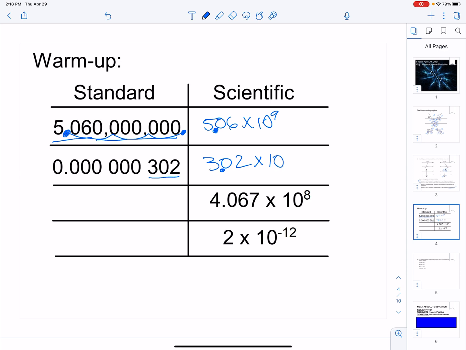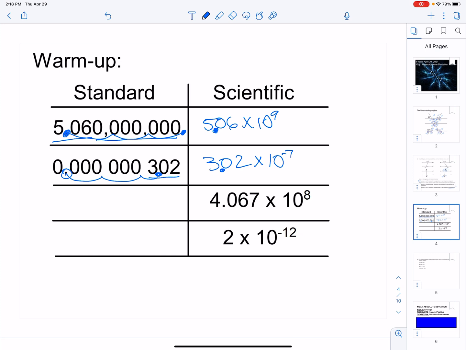So we ask ourselves, where was the decimal? Where did I move it to? How many places in between? 1, 2, 3, 4, 5, 6, 7. But this is a small number, so it's a negative exponent. So big numbers get positive exponents, small numbers get negative exponents.